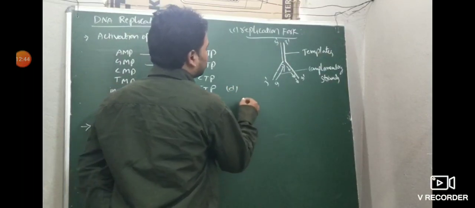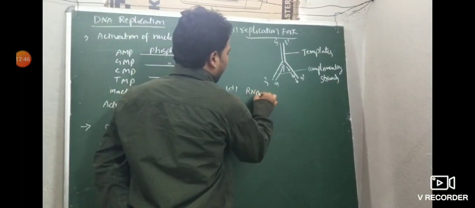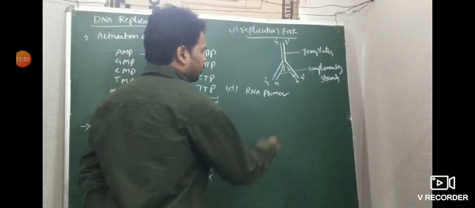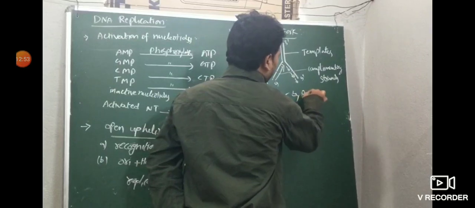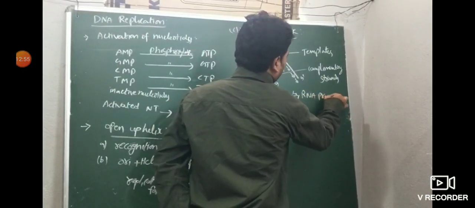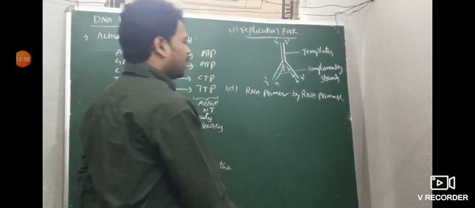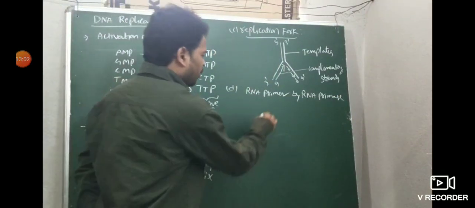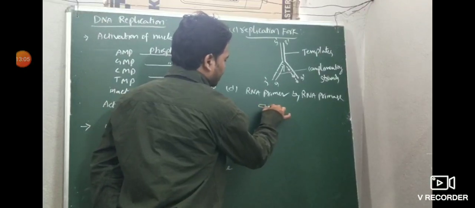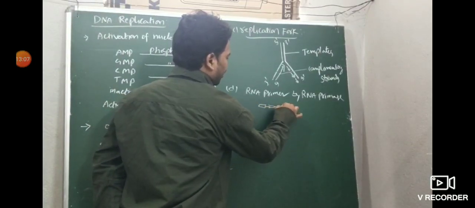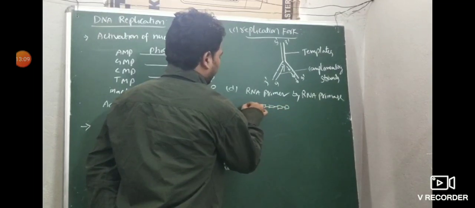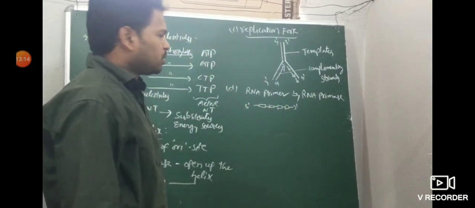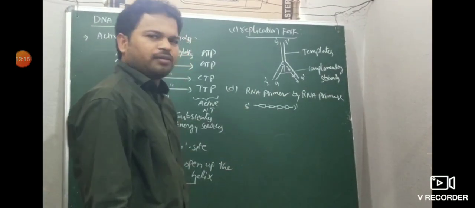Next, synthesize the RNA primer. The RNA primer is synthesized by the RNA primase enzyme. Just now I said RNA primase. The RNA primer is a small strand of RNA having 4 to 7 nucleotides. Sir, why is the RNA primer required here?